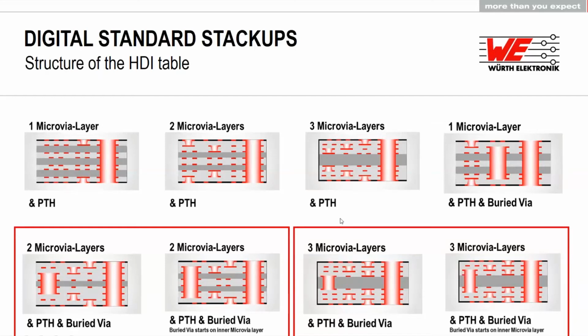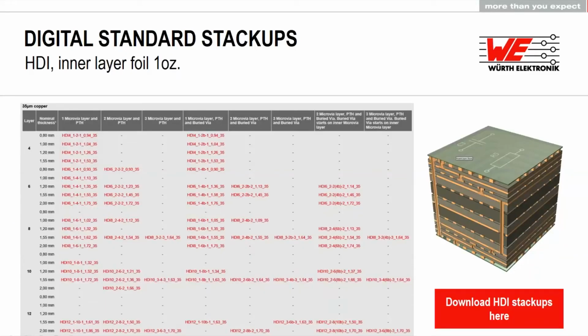So this was just to explain the different via combinations you will also see in the table now. This is the table for the 1 ounce copper weight on the inner layers. We also have a table on our website with 1/2 ounce copper on inner layers, so you can go there and download that also. What we see here is all the standards for HDI.